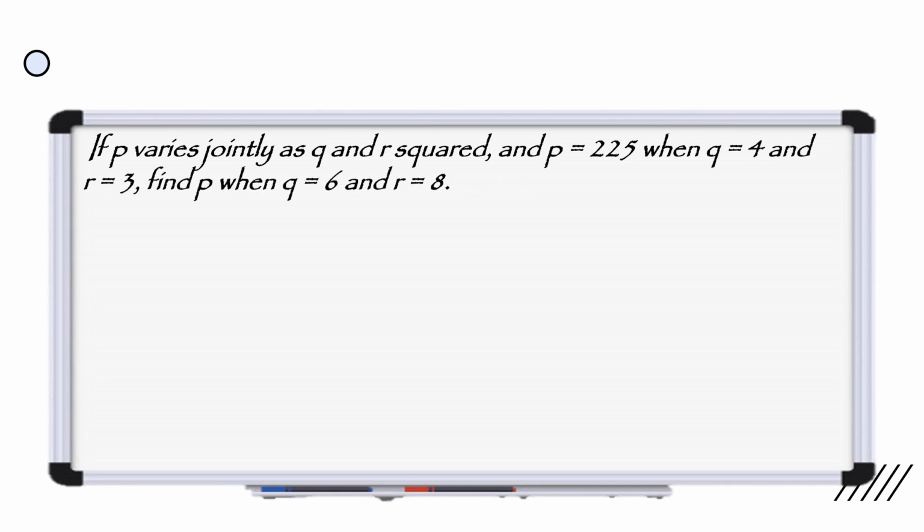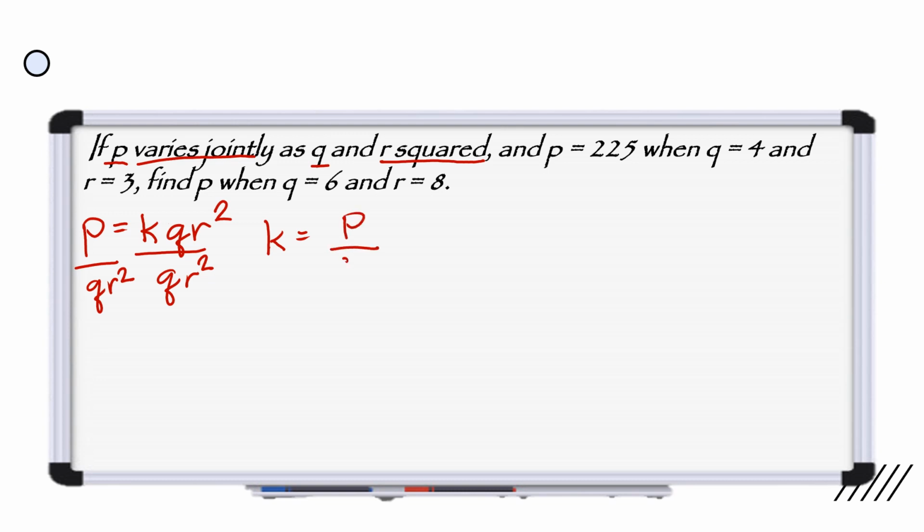Okay, let's have our second example. So, let's rewrite first. Using the variables, we have here the variable P varies jointly as Q and R squared. So we'll write it as P is equal to K, jointly, Q, then R, then we have a squared. Then, para makuha natin yung value ng constant, divide natin sa QR squared. Para makuha natin yung ating constant. So, ang constant natin ay P over QR squared.